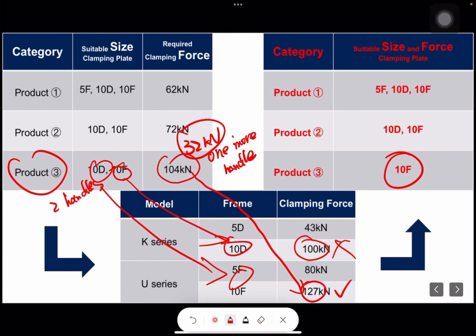And this form is the final conclusion for these 3 products, showing which suitable size and force can be paid for them. If there is still any confusion, please go through the whole PPT, the whole PowerPoint and video again. If you are still confused, please feel free to ask us about this, and we will be very happy to answer it for you.